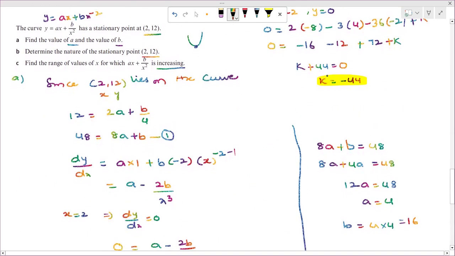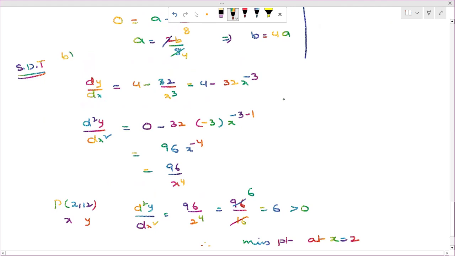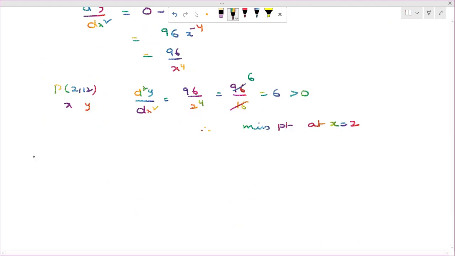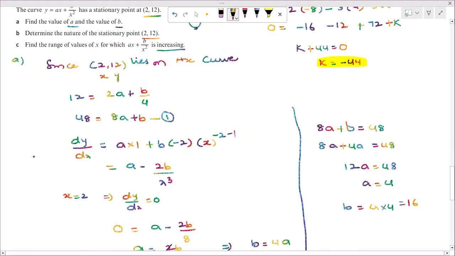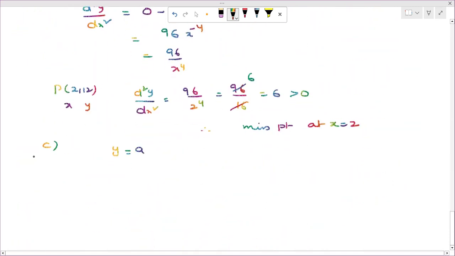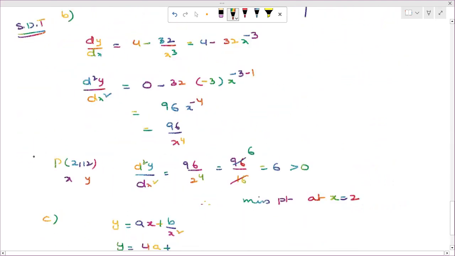Find the range of the values where the function is increasing. Okay. Increasing function they said over here. This is part B. C will be, this function is increasing, they said over here. C part is, what is y equal to, actually what is the formula over here? ax plus b by x square. a value is 4, I got it. a is 4 only. Okay. 4, b is 16.